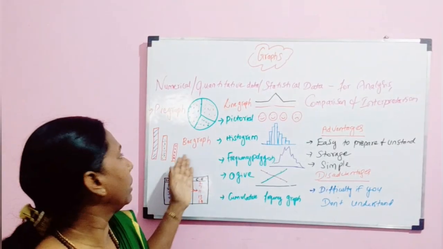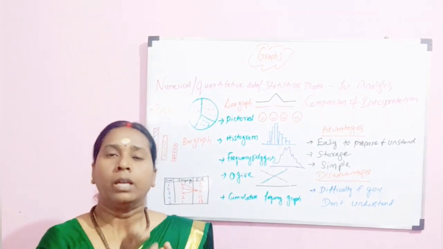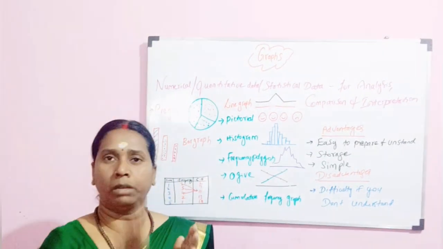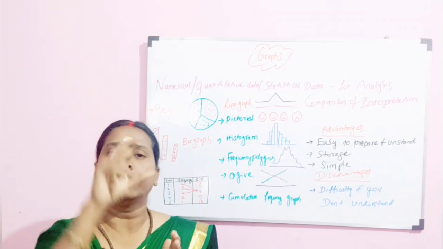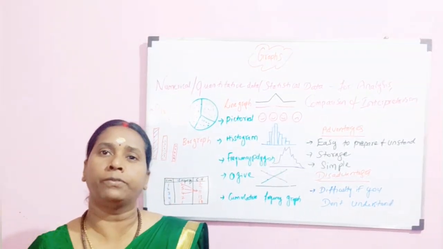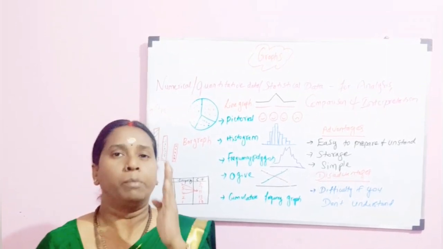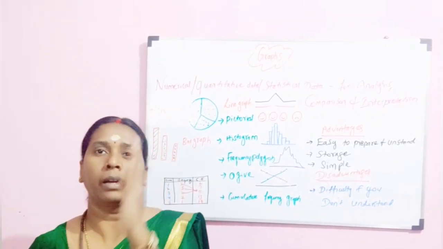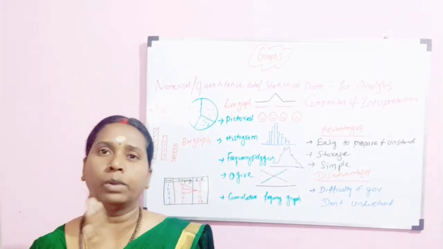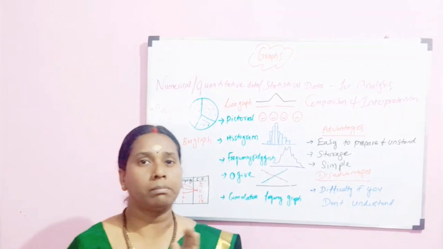And then we have the bar diagram. As the name indicates, you will have bars. The length and the width of the bars will be similar, and you will have different codings. With this code you will be able to identify, maybe it is Karnataka, Kerala, Andhra, like that you will have different identification marks. That is the bar diagram.